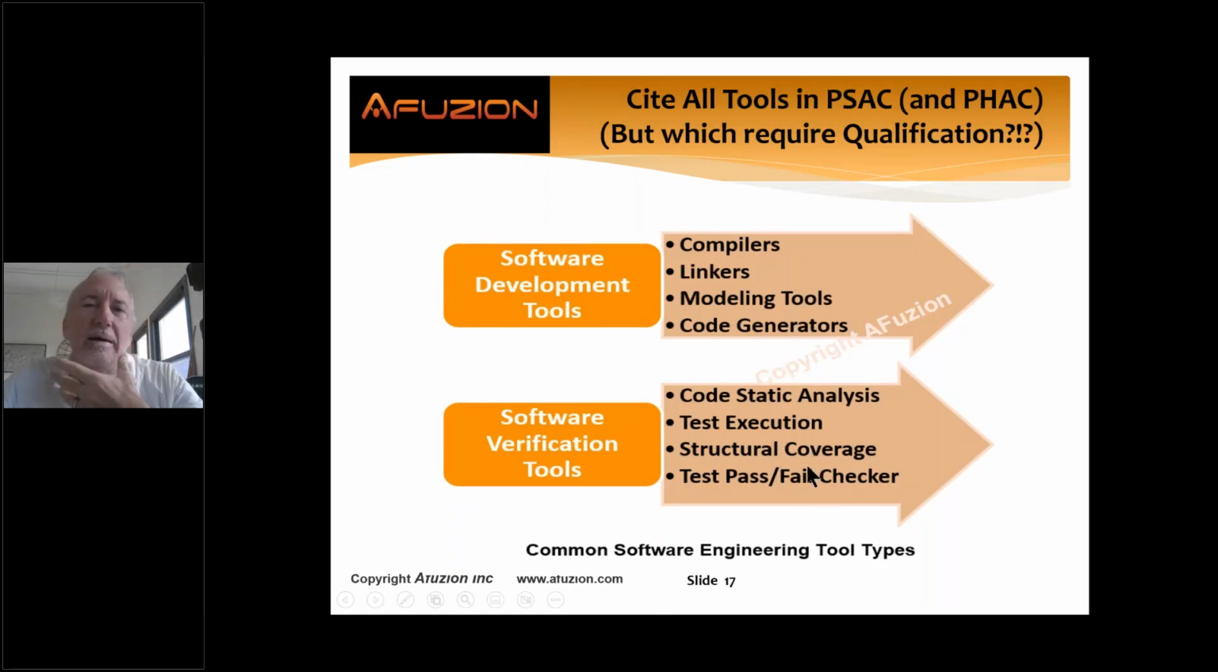Well, you have a choice always. You can review the tool output, or you can qualify the tool. Don't do both unless you have unlimited money. Remember, if you have unlimited money, who are you going to call? AFuzion. That's a joke. Don't do that. We're busy, okay? Save your money.